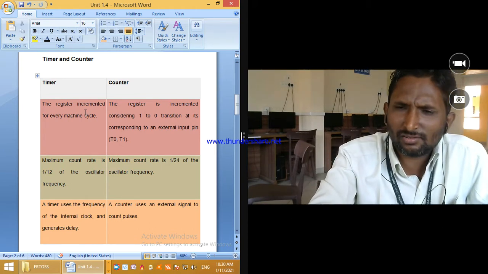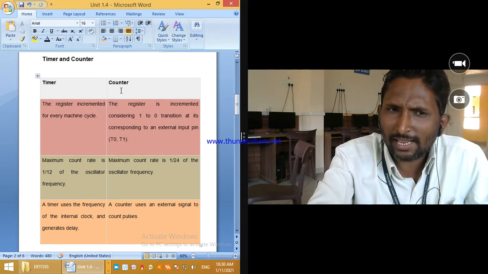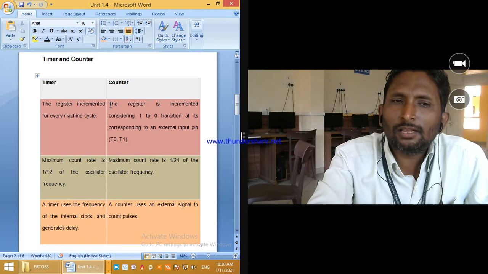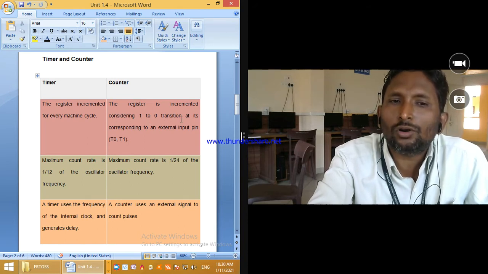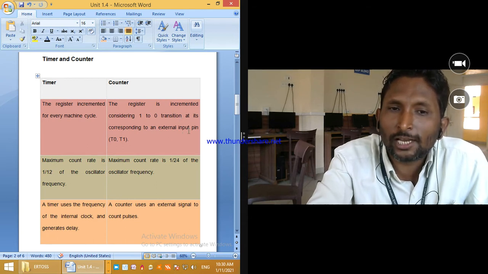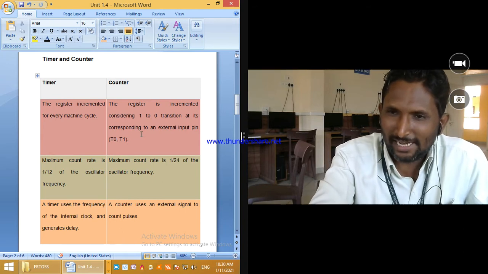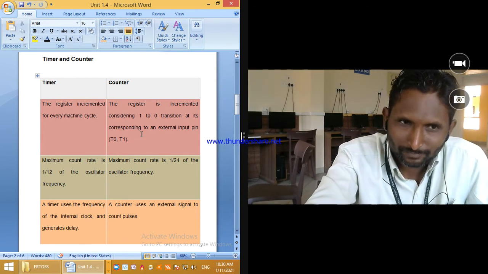If this is the case of the timer, then what is the difference between counter and timer? Counter is nothing but the register is incremented considering 1 to 0 transition on the corresponding external input pin T0 or T1. Difficult to understand this kind of theory.